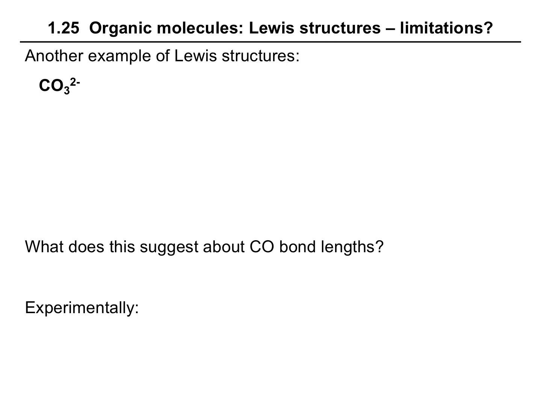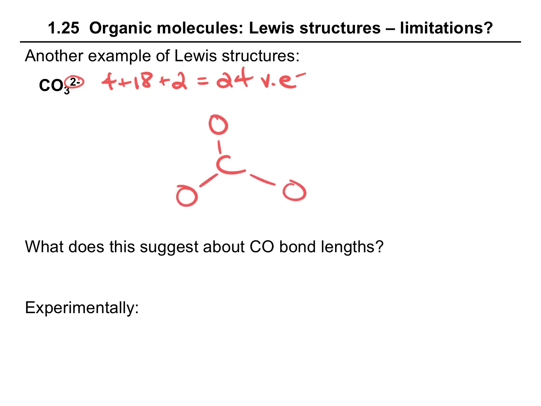Here we have the carbonate ion, CO3 2-, and when we think about valence electrons, we know that carbon has 4. Each oxygen has 6 valence electrons, so 3 oxygens gives us 18, and we have a -2, which means we add on 2 more electrons, giving us a total of 24 valence electrons. Now, as we draw our structure, we can have carbon in the middle connected to oxygen, oxygen, and oxygen.